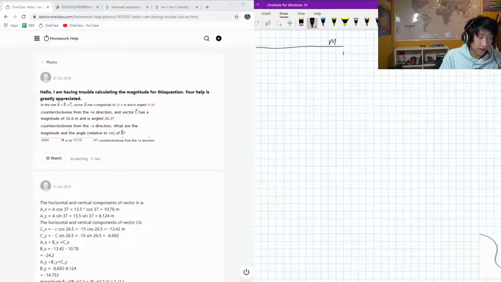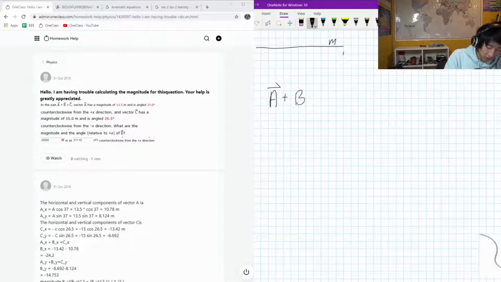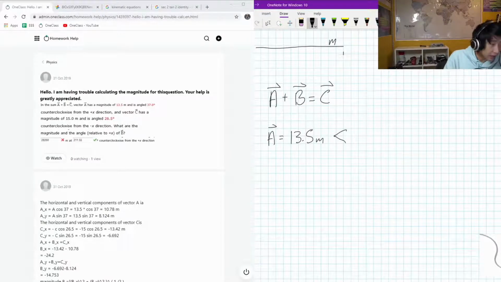Okay, so here we have the next question on the menu today, which is asking us, with a vector sum a plus b plus c, all vectors. So let's write this out as we go. Vector a plus vector b is equivalent to vector c. And we are given vector a, which is 13.5 meters with an angle of 37 degrees. And it's clockwise, so it's like this from the x-axis.